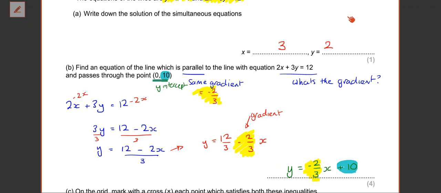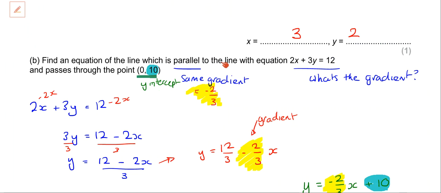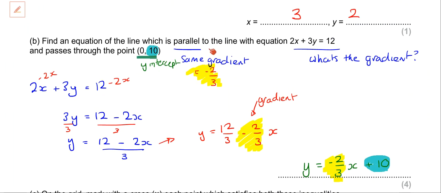Now, to go through this then, showed the working. Look what I did. We've done this before, so find an equation of a line which is parallel, which means the same gradient, to the equation 2x plus 3y equals 12. So what is the gradient of that? That's the first thing I've got to find. So I've rearranged it to be in the form y equals mx plus c. So that would be the c, and this would be the mx. So m, the gradient, is minus 2 over 3.